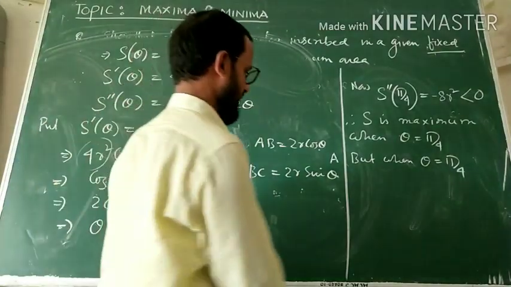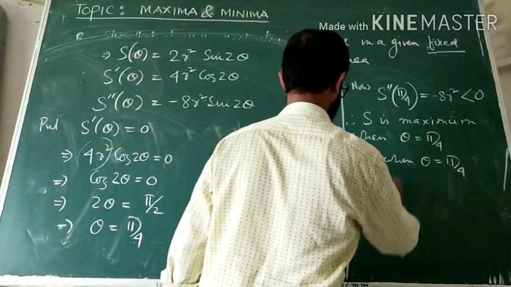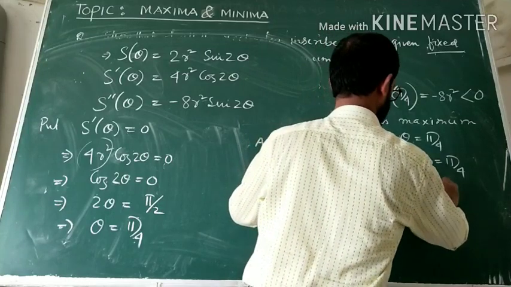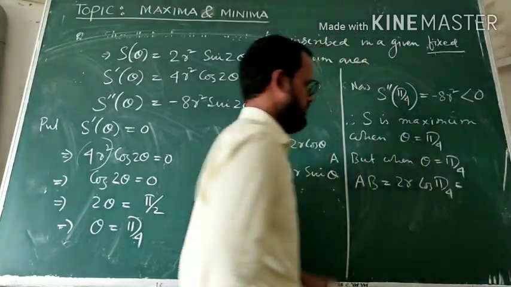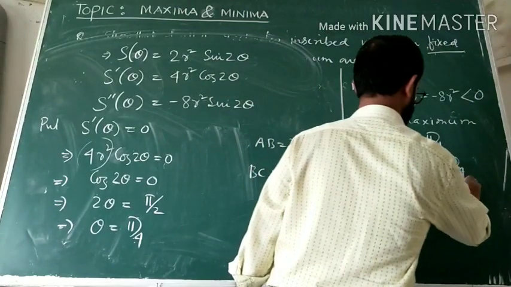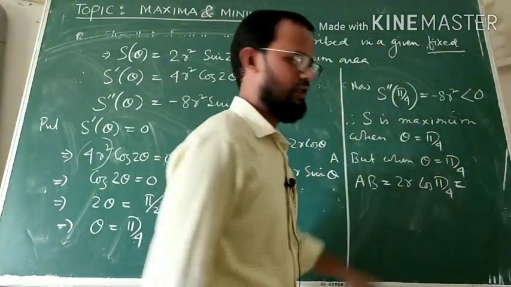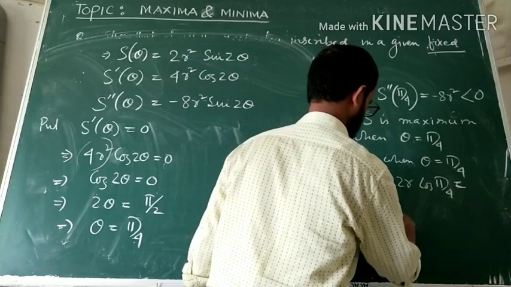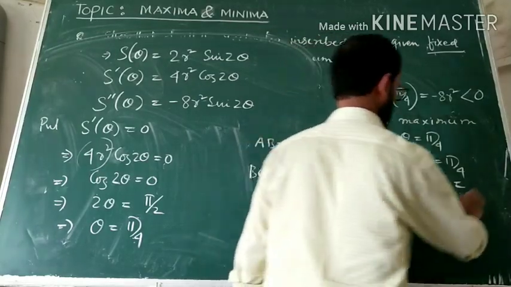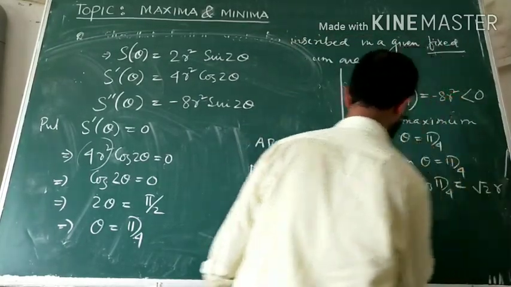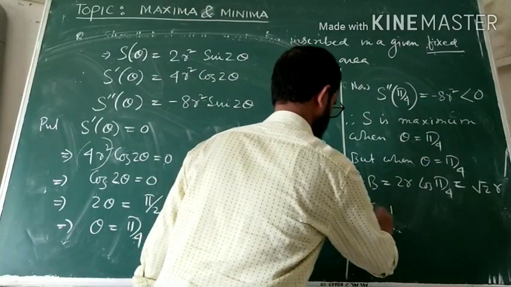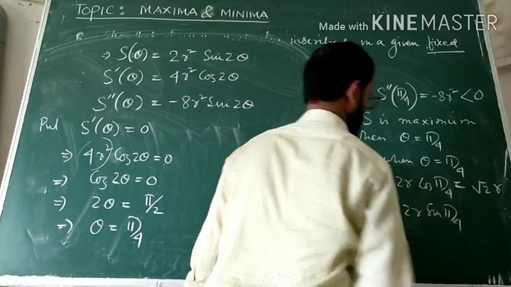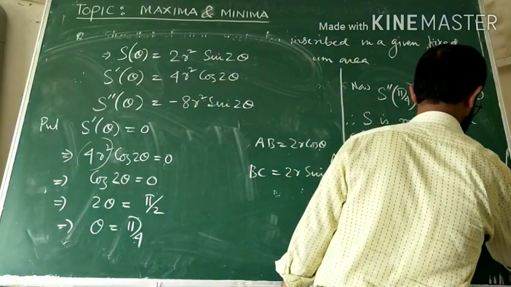Now AB equal to 2r cos pi by 4. What is cos pi by 4? Cos pi by 4 equal to 1 by root 2. That means twice r into 1 by root 2. It will cancel, so what will it be? Root 2 r. And BC equal to 2r sin pi by 4. In the same way, the answer will be root 2 r.